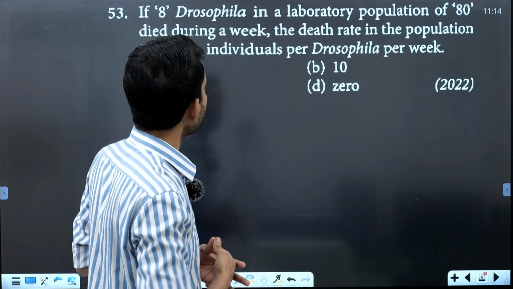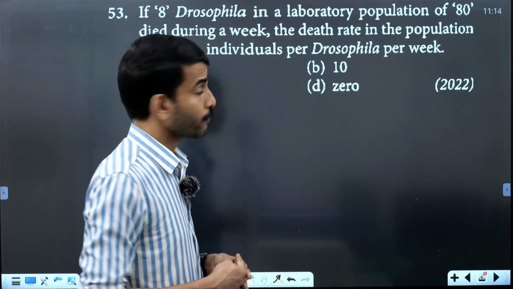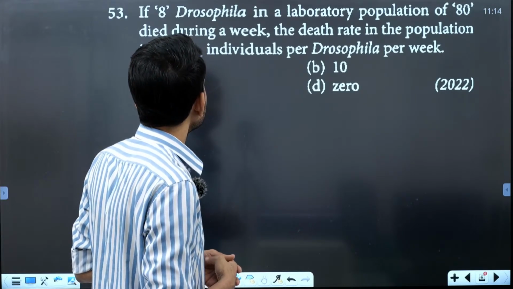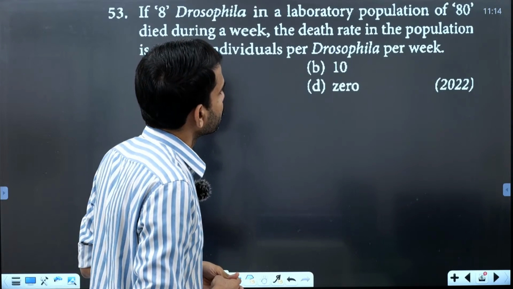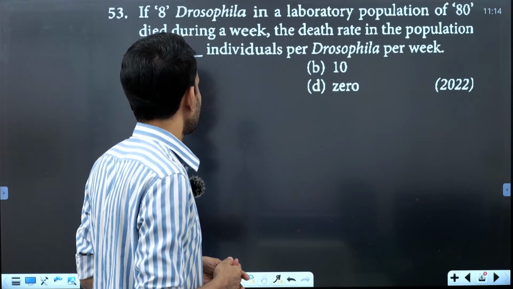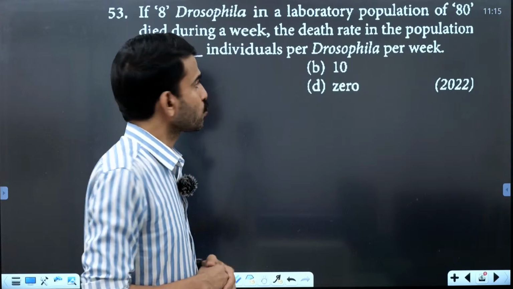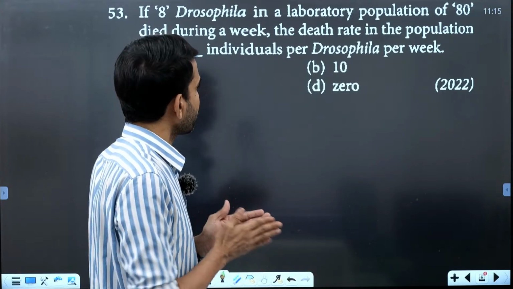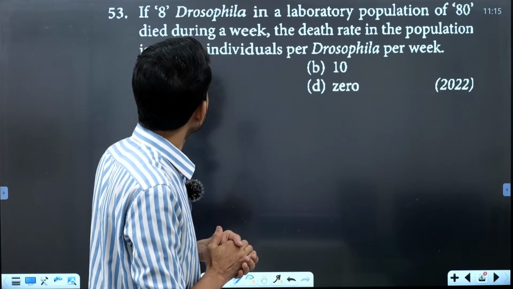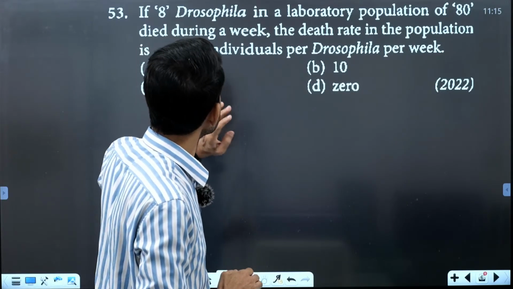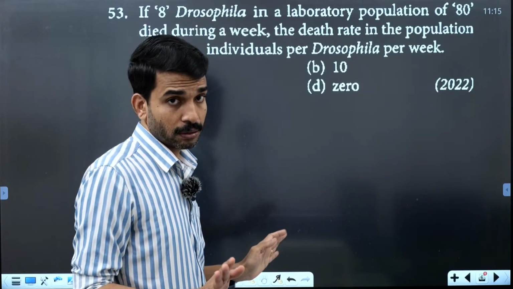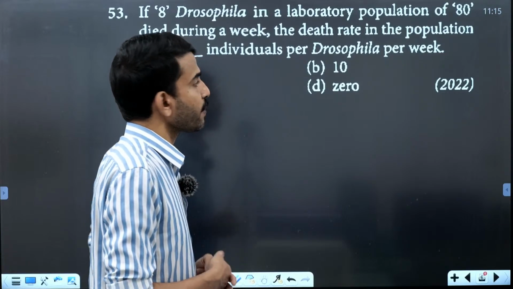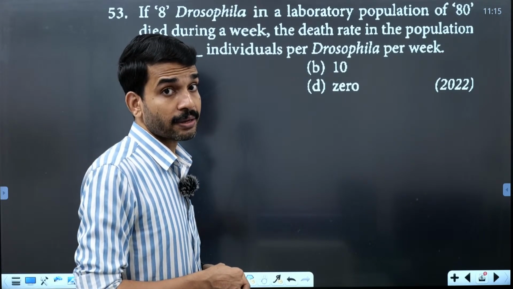If there are 8 Drosophila in a laboratory population of 80 that died during a week, the death rate in the population is, okay. The question is like this: out of 80 Drosophila, 8 died in a laboratory culture. So that death rate we have to find out, right? Per capita death rate we have to find out.